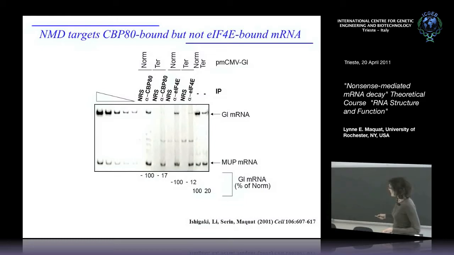And these are very early IPs. We've really gotten this down to a quantitative analysis now, but these numbers are in essence the same. And because CBP80-bound mRNP is a precursor to eIF4E-bound mRNP, we can conclude that NMD targets newly synthesized CBP80-bound mRNP and not 4E-bound mRNP. So are you following me so far?